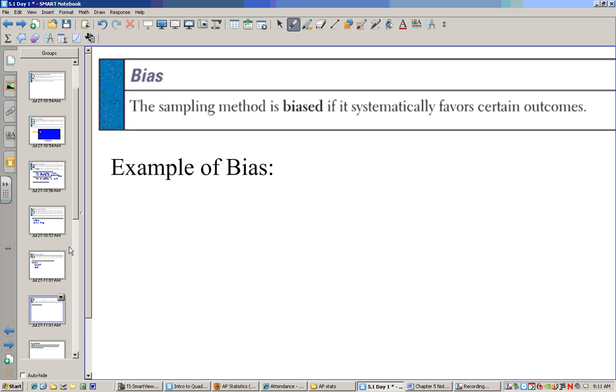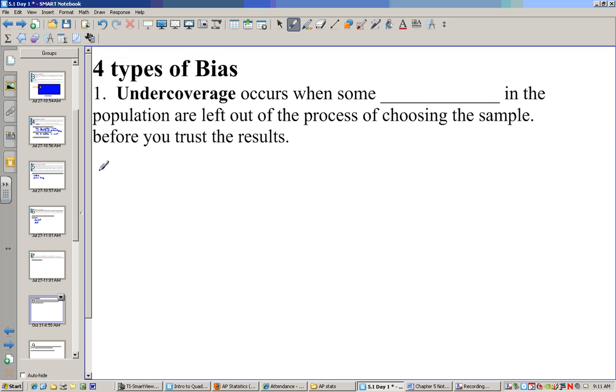Both of those methods create a bias. A sampling method is biased if it systematically favors a certain outcome. So we're going to go into some examples of bias, but CNN polls or mall surveys are definitely biased. One type of bias is undercoverage.